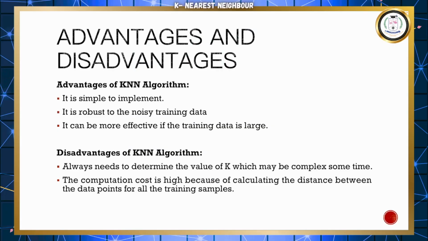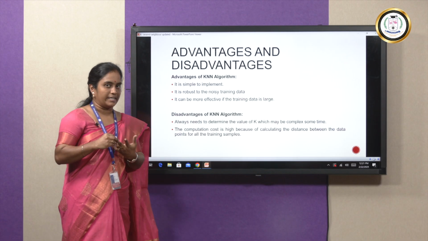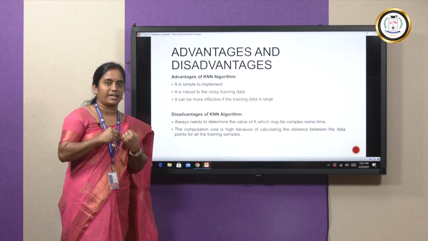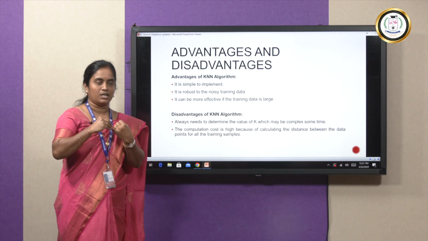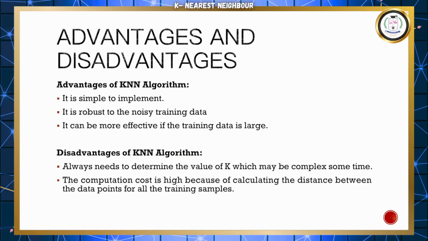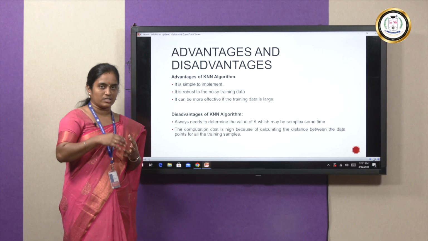And the advantages and disadvantages of the K nearest neighbor algorithm: the first thing is it is simple to implement and efficient, and also it is robust to a noisy training data set. These are the advantages. And when we consider the disadvantages, choosing the K value is predominantly the biggest thing to be done at first, and if we choose a wrong K value, the prediction might be wrong. And the next thing is that the computation time, because of the calculations, is higher.